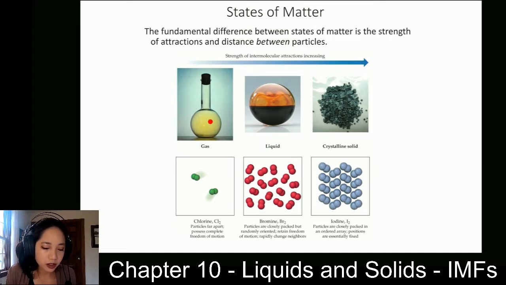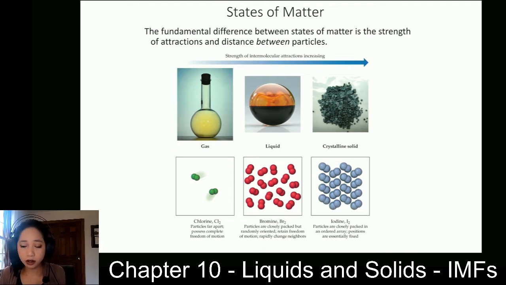If we look at the different states of matter, gas, liquid, and solid, at a microscopic level, and look at how close the molecules are to one another in these three different samples, you see that in the gas phase, the particles are very far apart. As you condense a gas into a liquid, you bring those molecules closer together. And then in a crystalline solid, those particles are even closer together in a very ordered array or pattern of molecules. So as we go from gas to liquid to solid, particles get closer together.